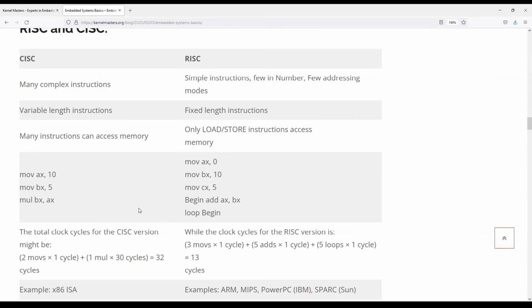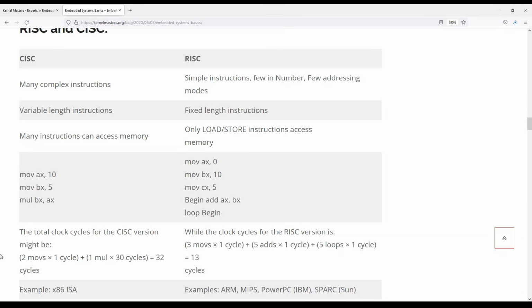The speed of operation in RISC architecture is very high. CISC is complex, more complex. Example: the complex MUL instruction. You know MUL, right? MUL is a complex instruction. So let me explain with an example.